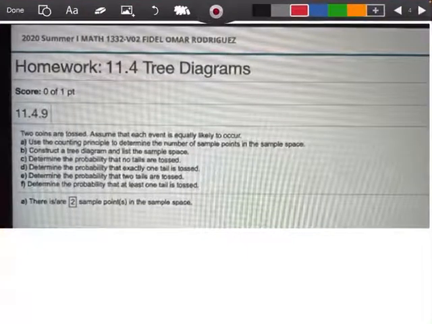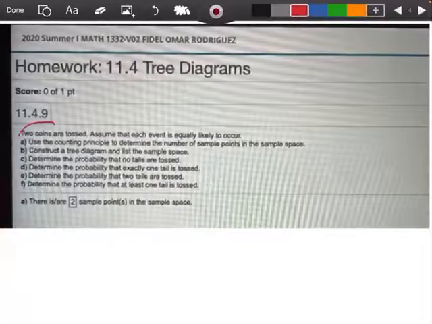All right, so guys, this is a problem out of 11.4, and it says two coins are tossed. Assume that each event is equally likely to occur. So part A says, use the counting principle to determine the number of sample points in the sample space.